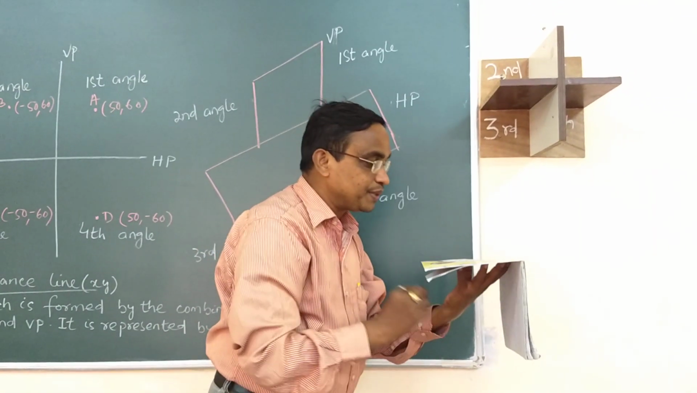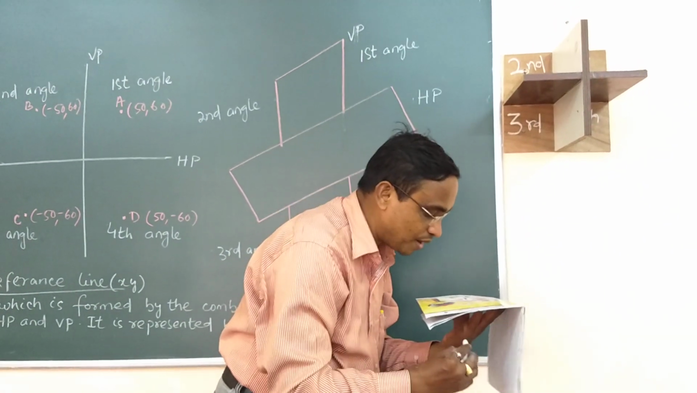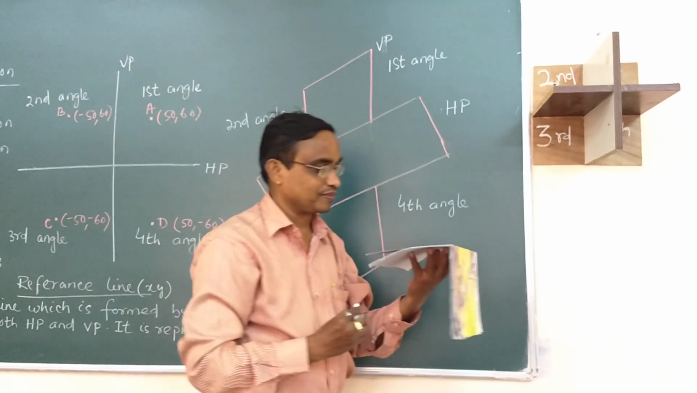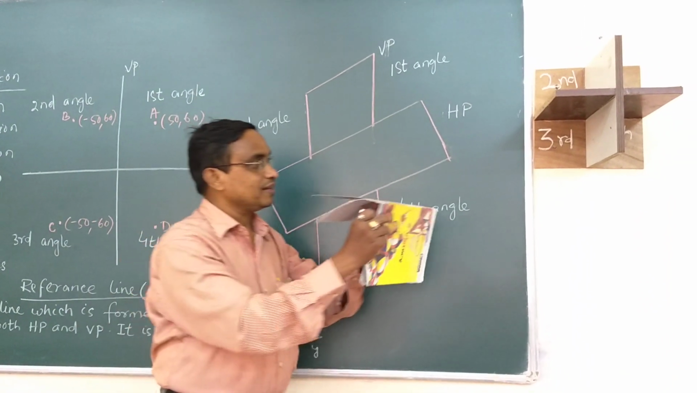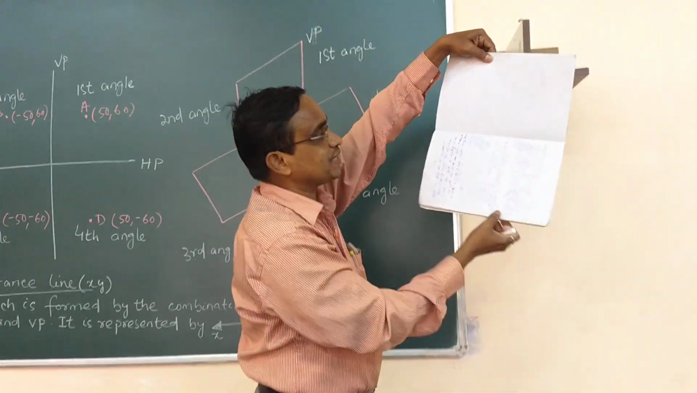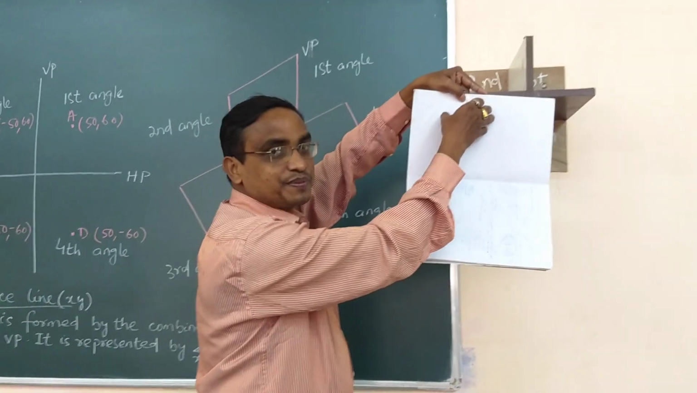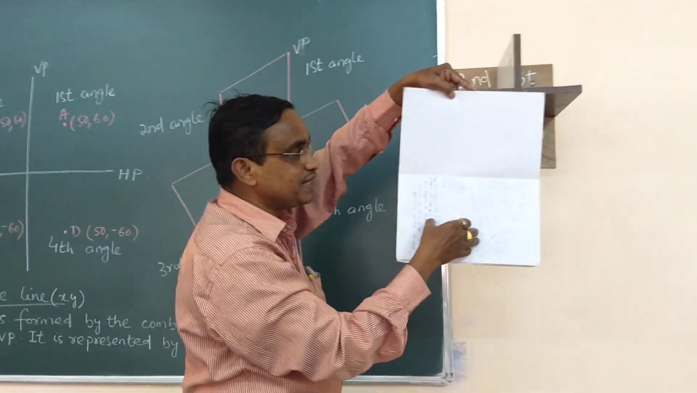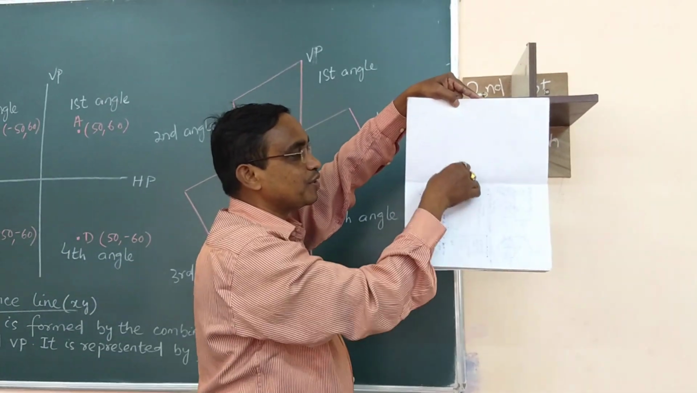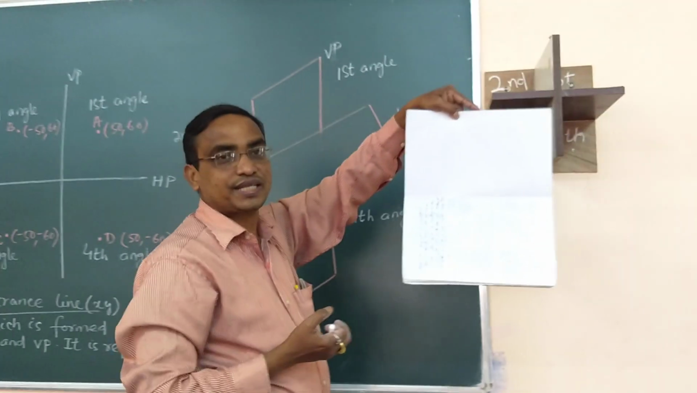Next point, POP must be transparent, otherwise how will I mark the position of the object? Next, when I rotate my HP 90 degrees clockwise, this is reference line XY, this is HP, this is VP. Means I will draw the top view above the XY reference line and front view below the XY reference line, just opposite to the first angle projection.